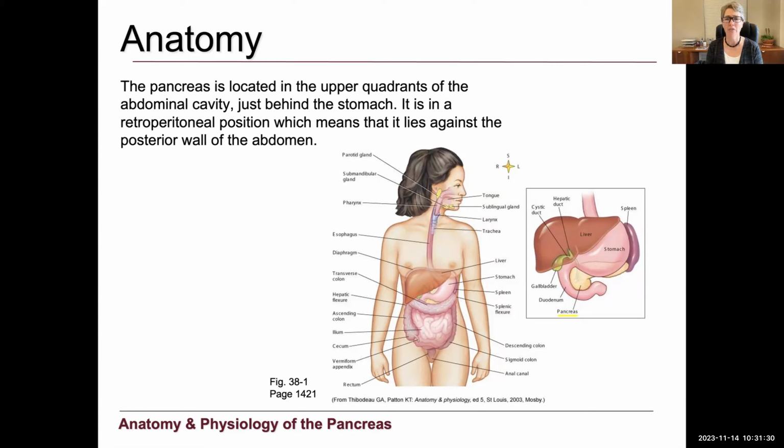And so when people have pain associated with the pancreas, it's usually up high in a line at the level of the pancreas, but then often the pain also radiates towards the back because that's where the pancreas is located. So it can irritate neurons in the back.